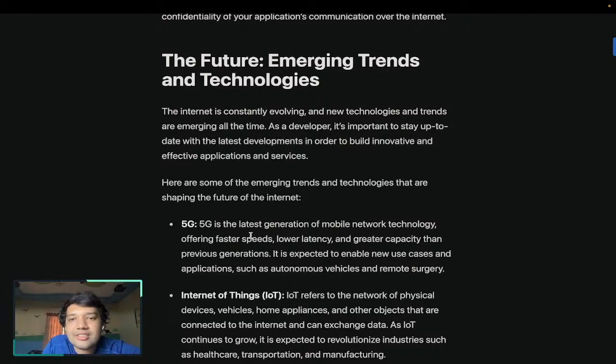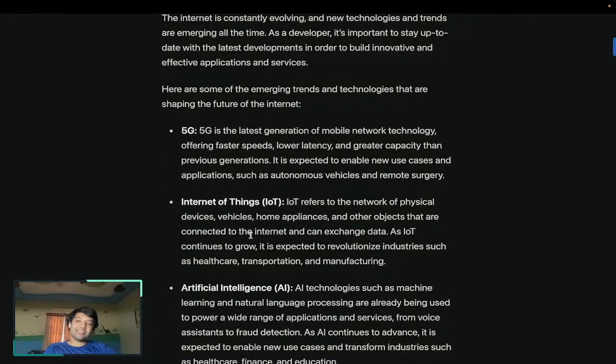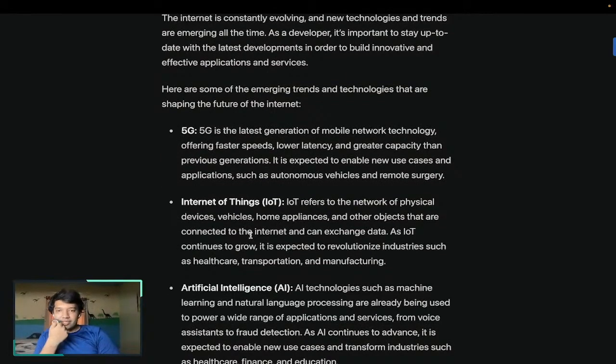Future emerging trends and technologies. The internet is constantly evolving. As a developer, it's important.